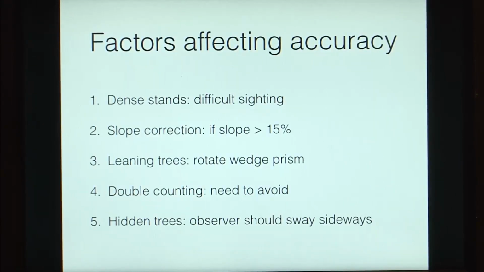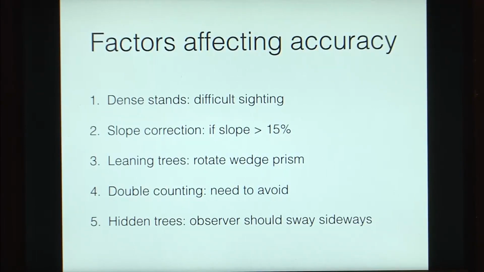So, now what are the factors that can affect the accuracy of point sampling? We will get into the examples in a while, but first of all let us look at the factors that affect the accuracy. In the case of dense stands, it can be difficult to look at all the trees, so you might be missing out on a number of trees.